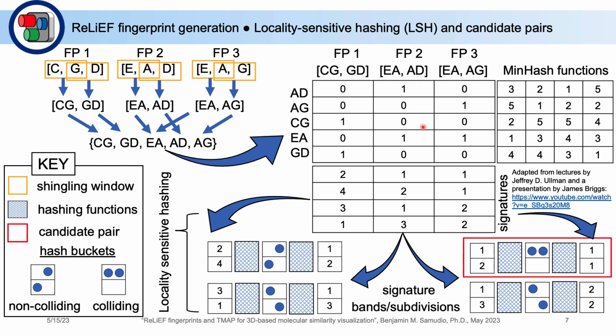They convert the one-hot encoded vectors into what are known as signatures. Then those signatures are subdivided, and hashing functions are applied to those subdivisions. And the hash buckets, if there's a collision that occurs, then that's what's known as a candidate pair. So in this way, we have the ability to encode structure and physicochemical properties. And now we have the ability to determine whether those encodings are similar to each other or not.